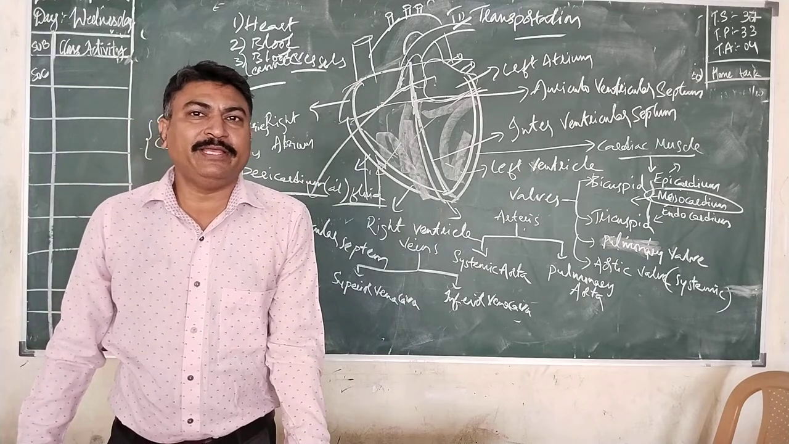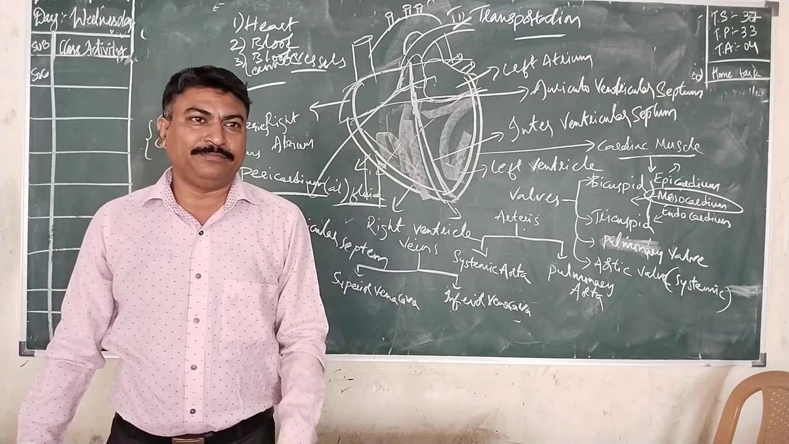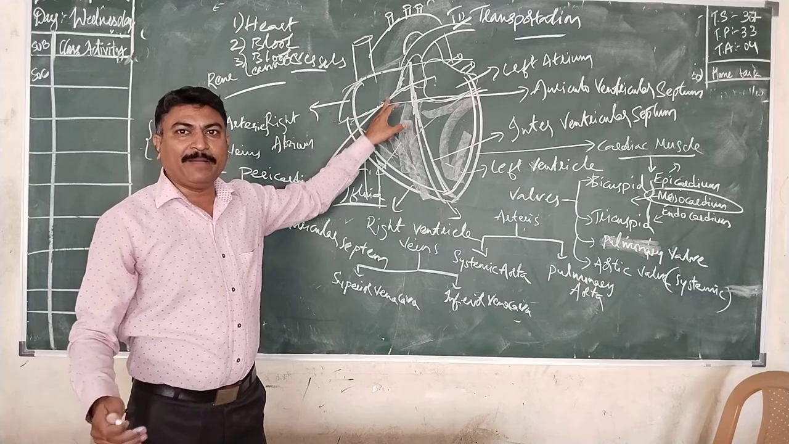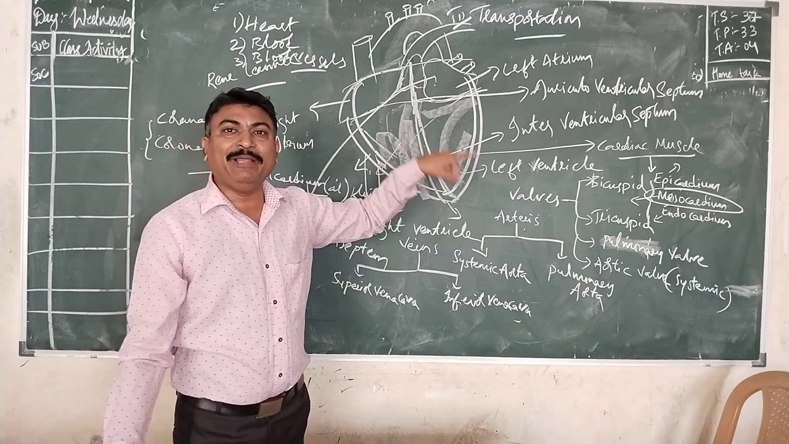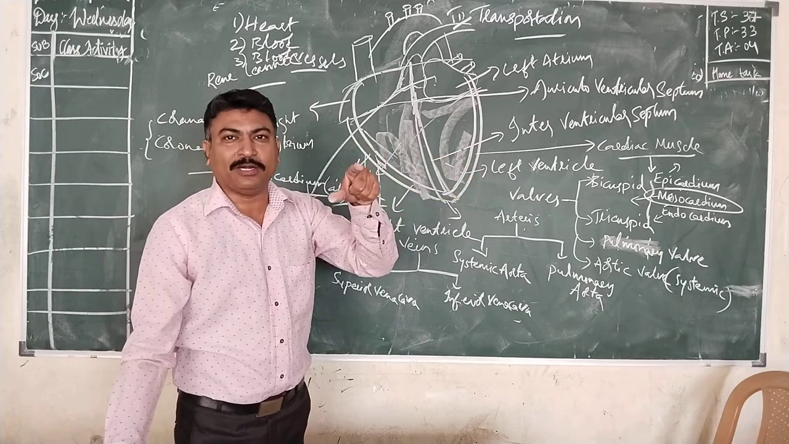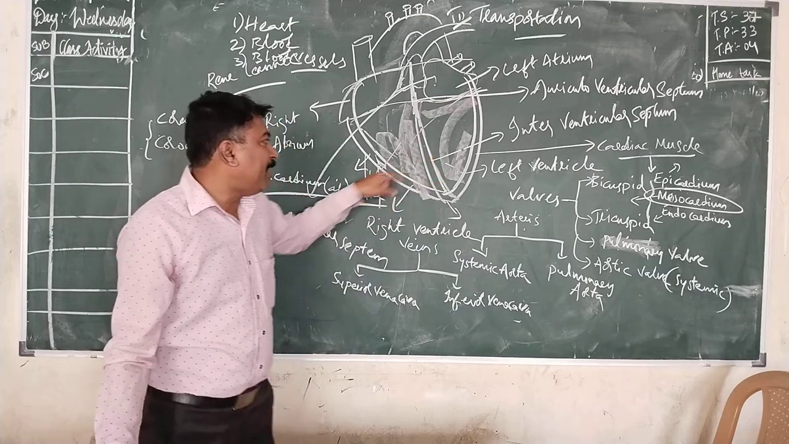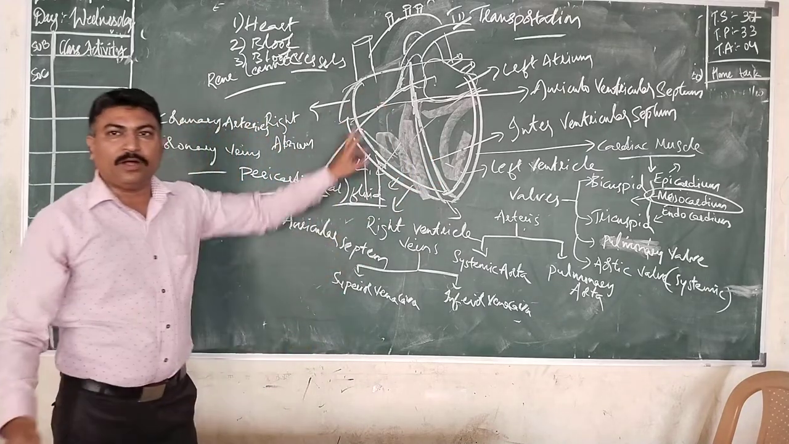The reason behind it is that auricles are the chambers which receive the blood. So the wall of the auricle is thinner when compared to the ventricles. Ventricles are the chambers which pump the blood. That means it is the motor. So the walls of the ventricles are thicker than the walls of the auricles.